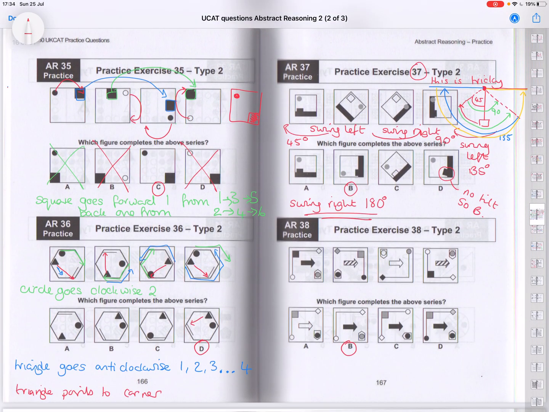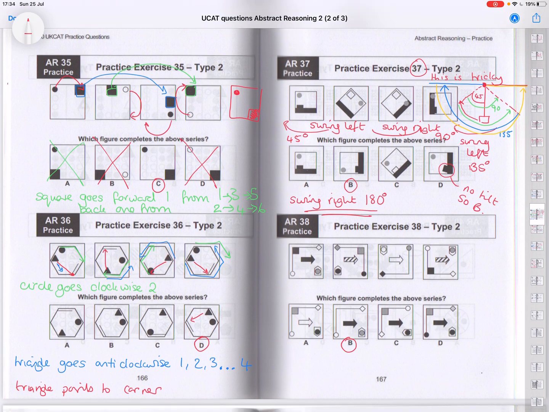In number 35, again, the objects are behaving differently. The circles are quite easy to follow. You're going clockwise around the square, going from black to white to black to white. The behaviour of the black squares is much more difficult, because to understand that behaviour, between 1 and 3 it goes one place forward, between 2 and 4 it goes one place back. So that means that going from 3 to 5, it's going to move one square forward from where the position is in square number 3. So that's a tricky one, and that leaves you with answer C.